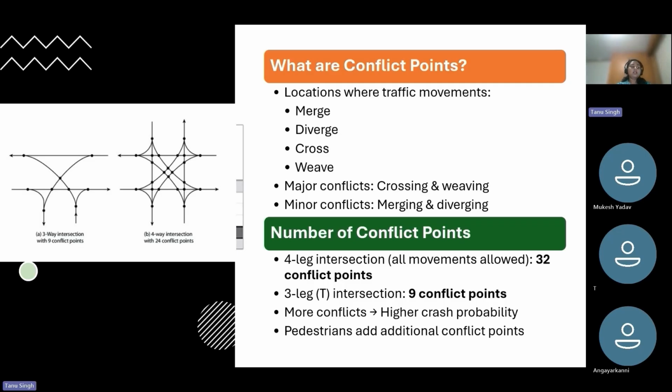So you can clearly see that more conflict points means higher probability of crashes. And remember, when pedestrians are present, additional vehicle and pedestrian conflicts are also added to these. So it is very important to reduce these conflict points when we design an intersection.